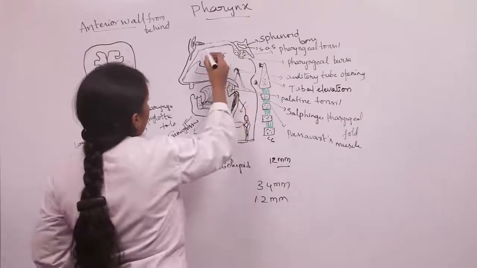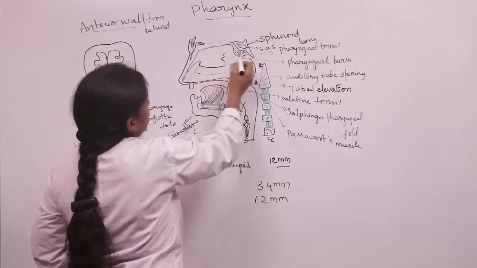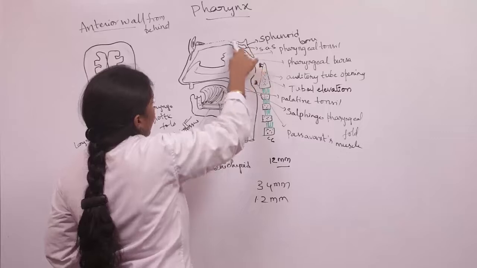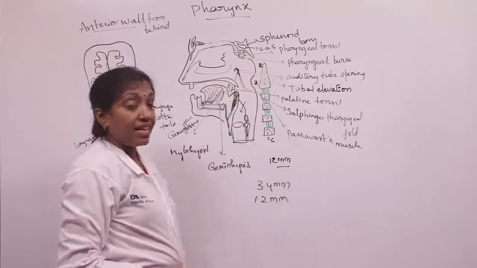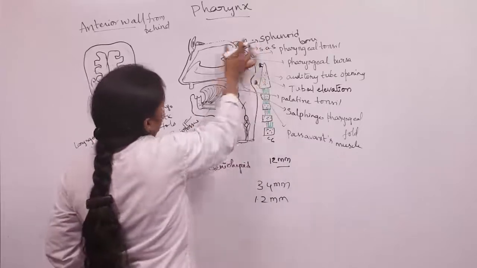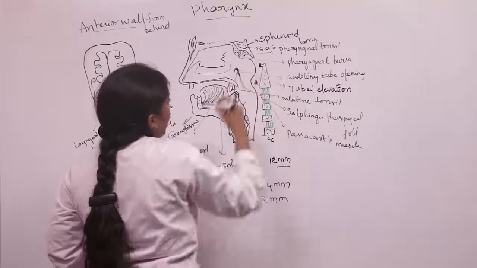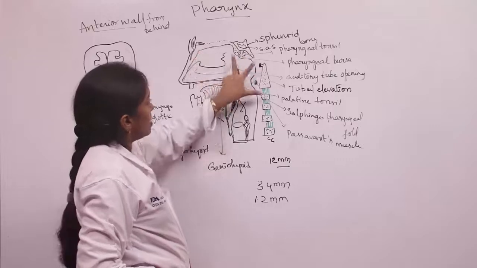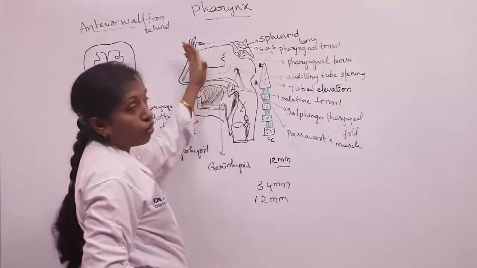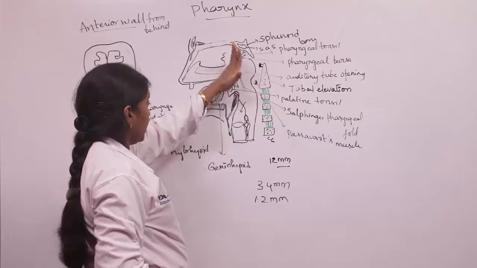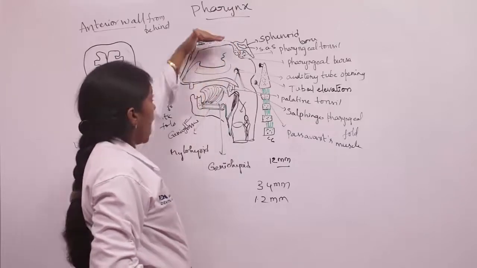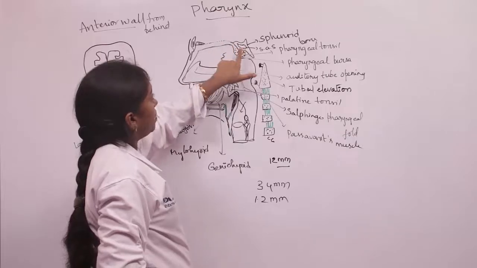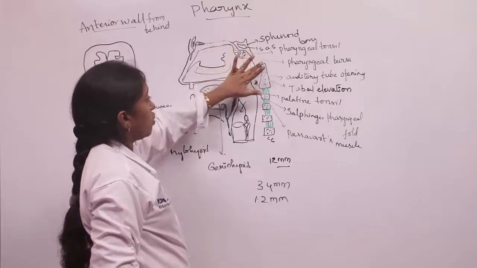Above the nasopharynx, the roof and posterior wall are formed by the basilar part of the occipital bone, as well as the sphenoid bone and the anterior arch of the atlas. They form the roof and posterior wall, which are continuous. Here the anterior wall communicates with the nasal cavity through the choanae, and the roof is formed by the basilar part of the occipital bone, sphenoid bone and anterior arch of the atlas.